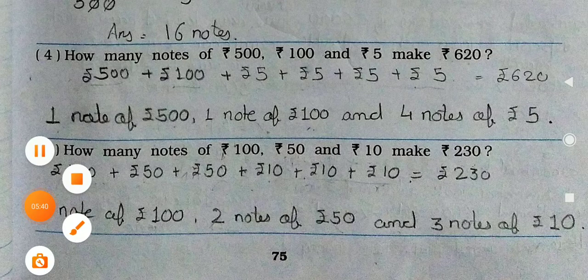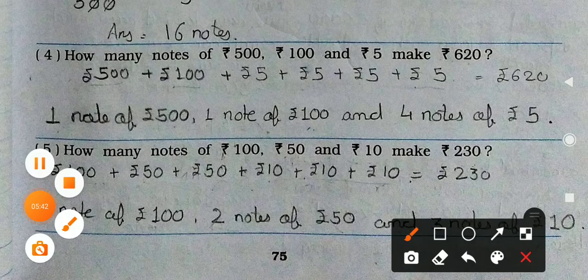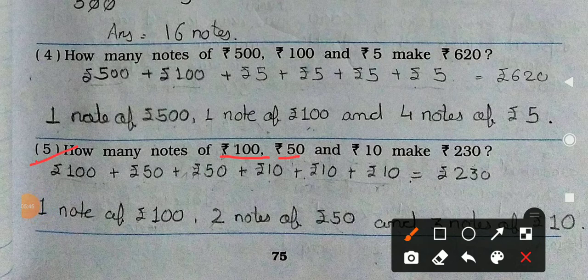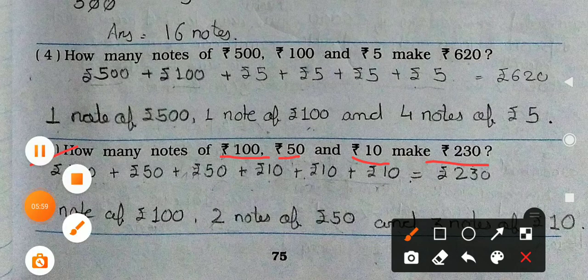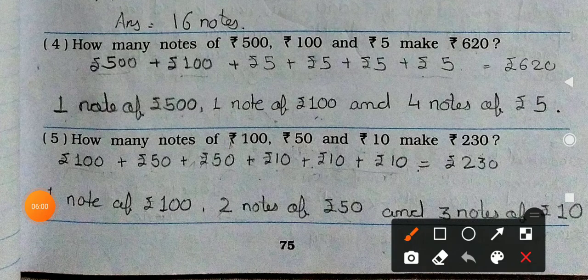After this, see question number 5. How many notes of rupees 100, rupees 50 and rupees 10 make rupees 230? How many notes of 100, 50 and 10 did we use to make rupees 230? So we need rupees 100, then rupees 50, rupees 50, 200, 10, 10, 10.